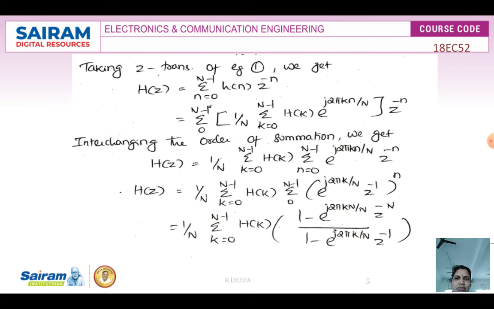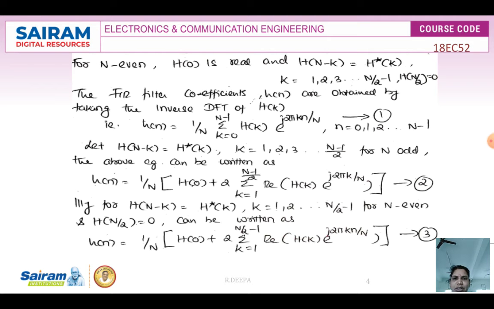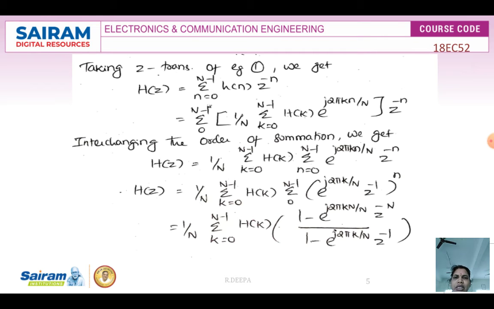From equation 1, I am going to take the z transform. Equation 1 is h of n is equal to 1 by n, summation k is equal to 0 to n minus 1, h of k e power of j 2 pi k n by n. I am going to take the z transform of this equation. The z transform of h of n can be written as h of z is equal to summation n is equal to 0 to n minus 1, h of n z power of minus n. So this is basically the z transform equation.